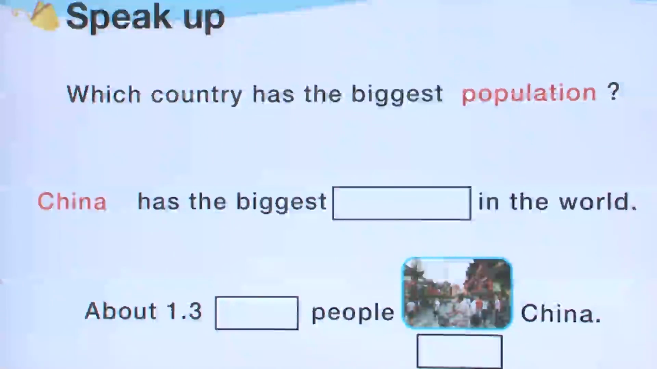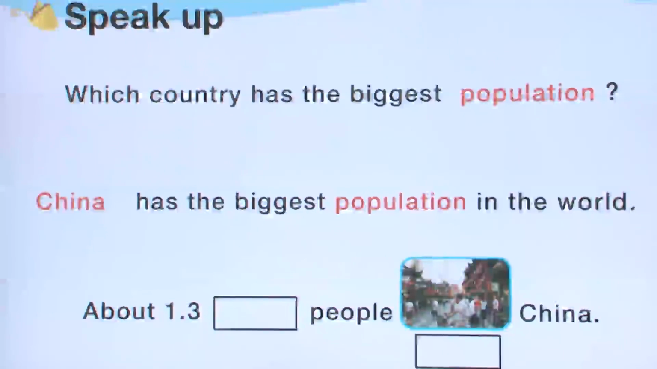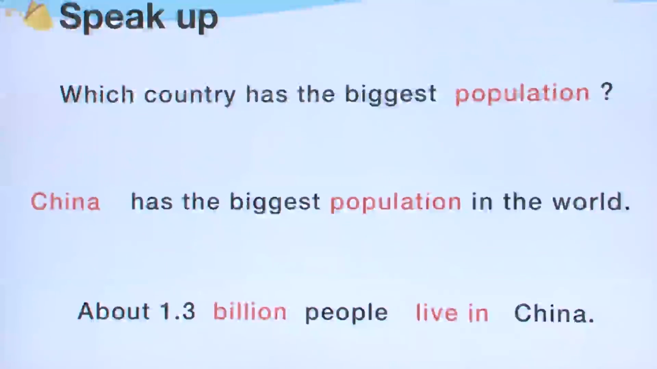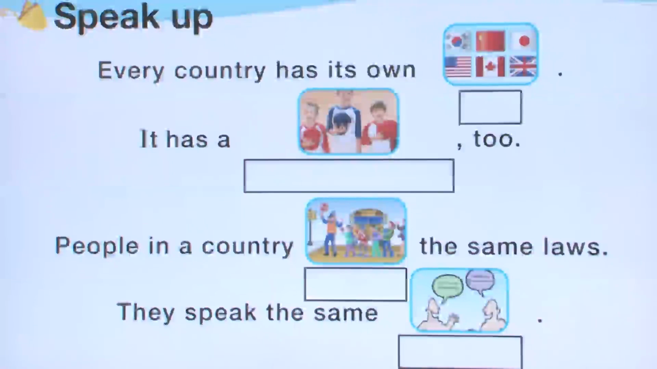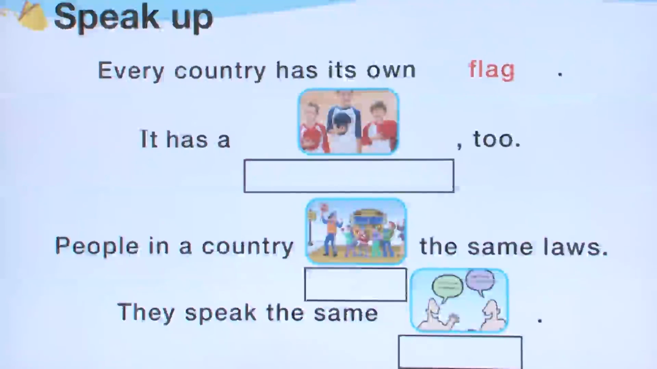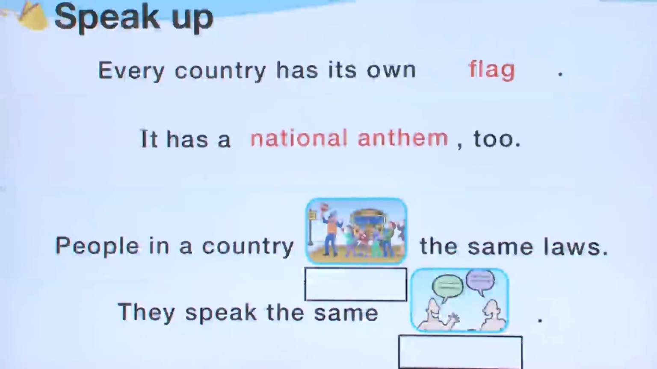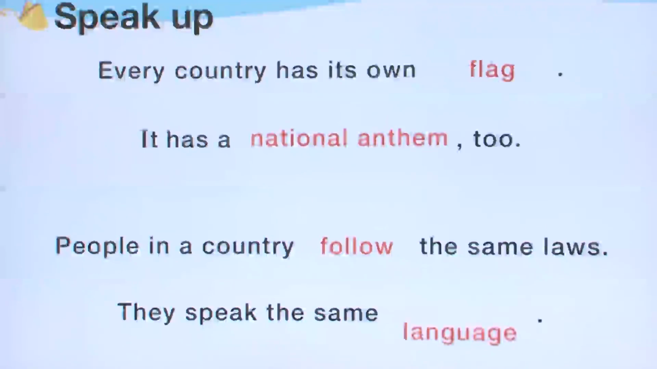China has the biggest population in the world. About 1.3 billion people, blank China, live in China. Wow, nice job. Every country has its own flag. It has a national anthem too. People in a country follow the same laws. They speak the same language.